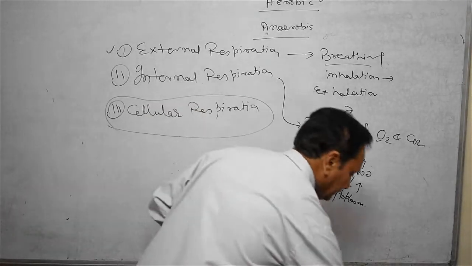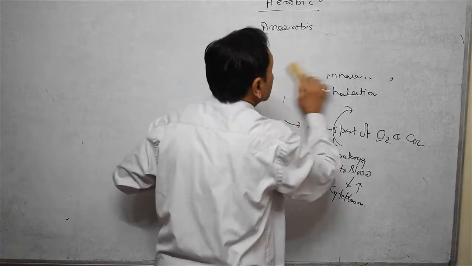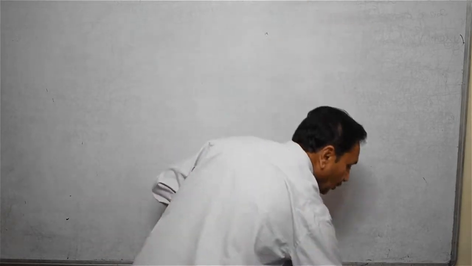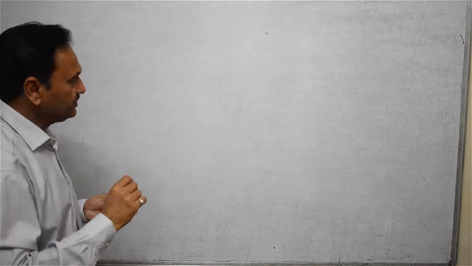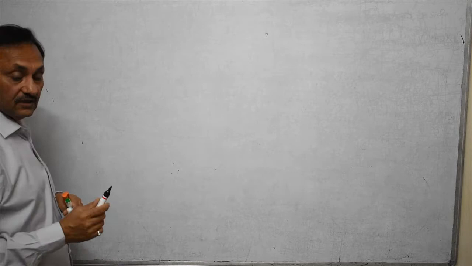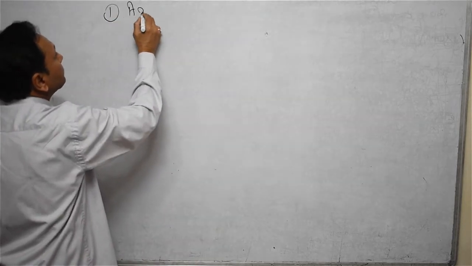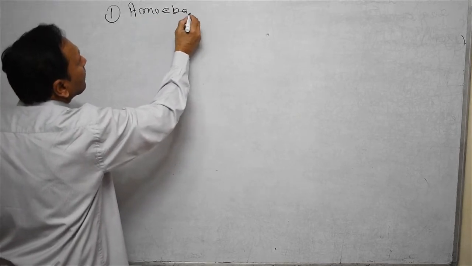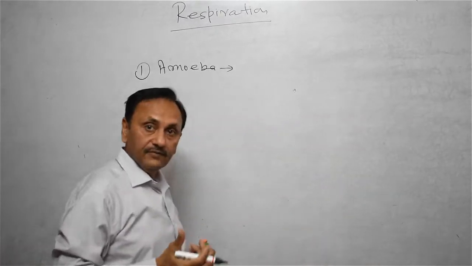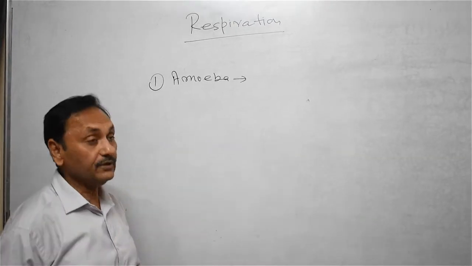Now we know that in animals there are so many types of respiratory organs. On the basis of the involved respiratory organ, you can also classify respiration. Number one, amoeba. In amoeba, you know that the amoeba is a freshwater individual, and direct diffusion is the process of respiration or breathing in that individual.